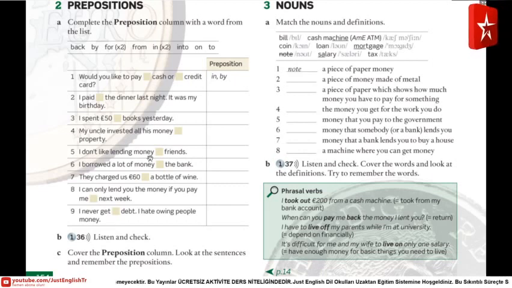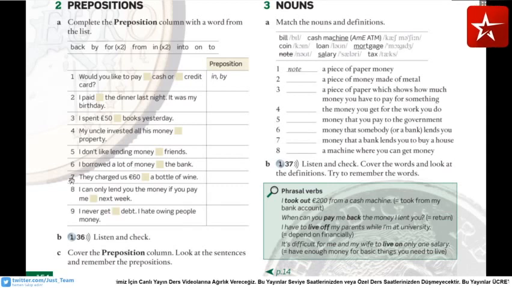So Lara, your answer is correct. Azime, your answer is correct as well. Be careful, after lend, we must use to. I don't like lending money to friends. Okay, number 6, I borrowed a lot of money from, yes, number 6 is from the bank. I borrowed a lot of money from my father, from my friends. Yes, it's correct. Your answer is correct.